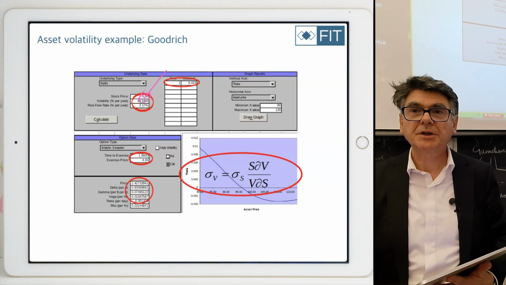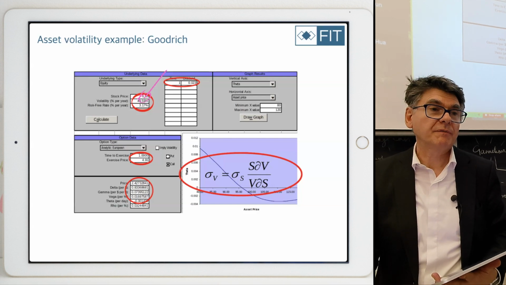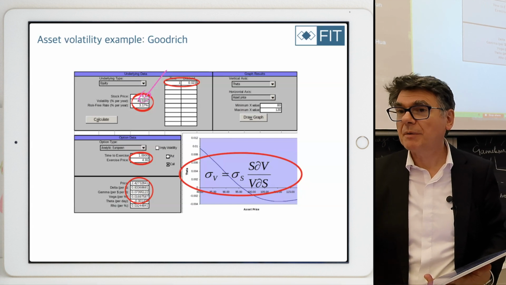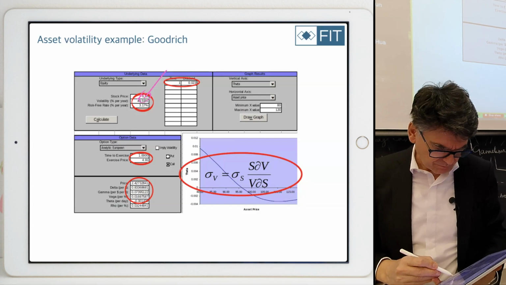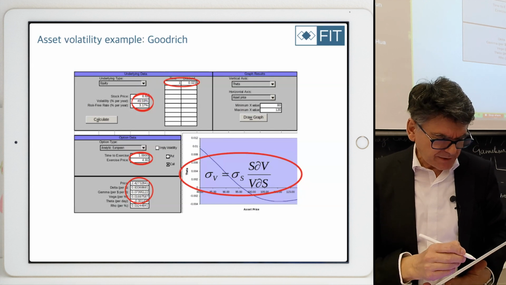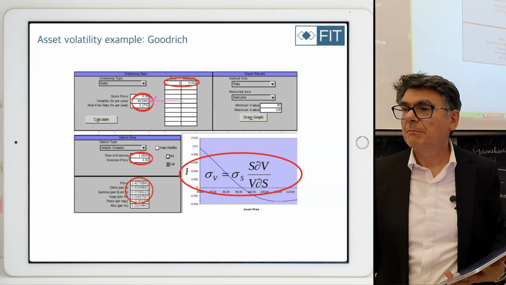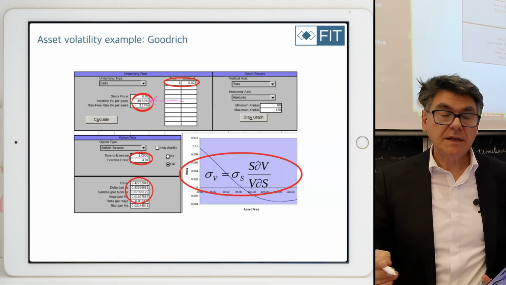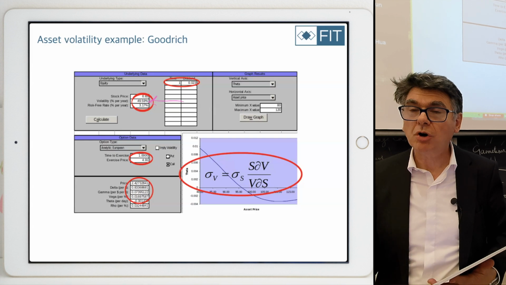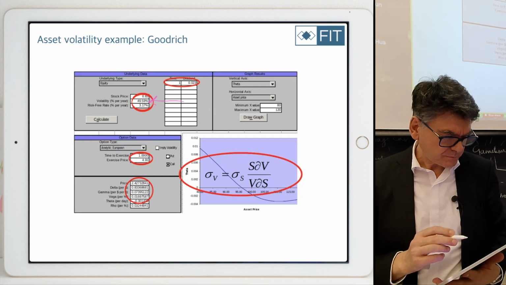I'm doing this for Goodrich, so I have to get this from the financial statements. You have to do this from the financial statements of a company. Once I tell you what your assignment number 2 is going to be, you have to do this. The volatility is what we don't know. But what I do, you will see, is I just put the volatility of the stock. It's wrong. I put it there. It's wrong, but I'll fix it later in a way that I'll show you.